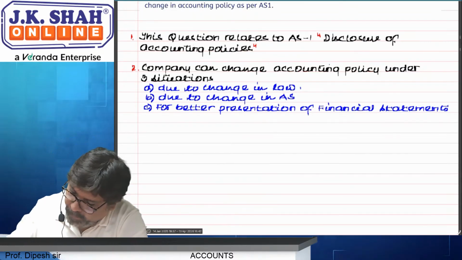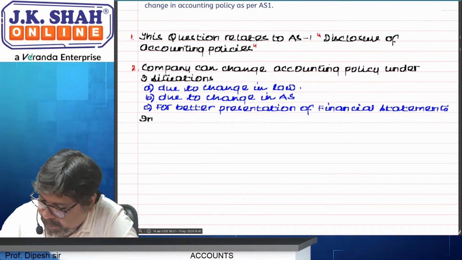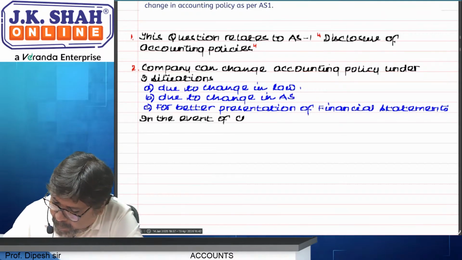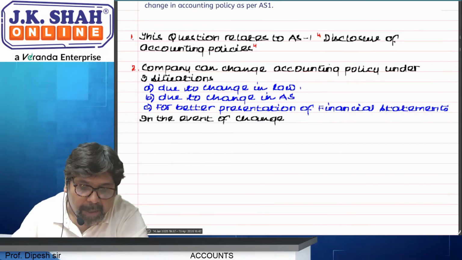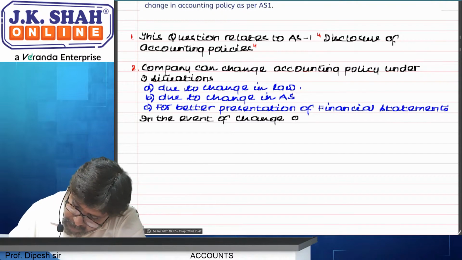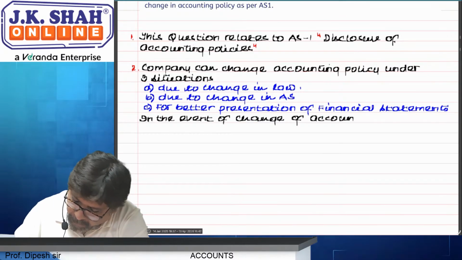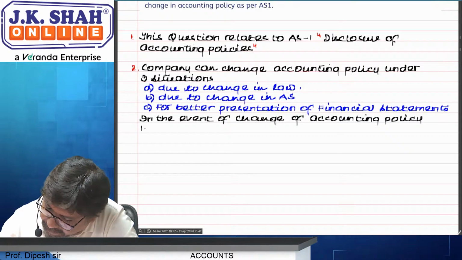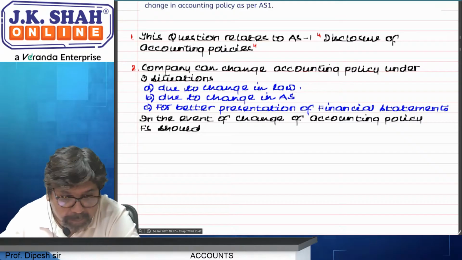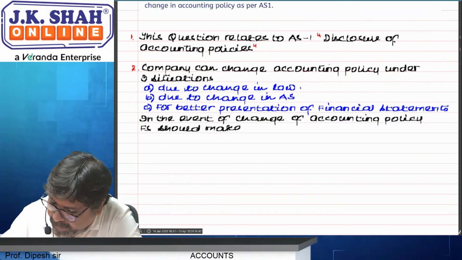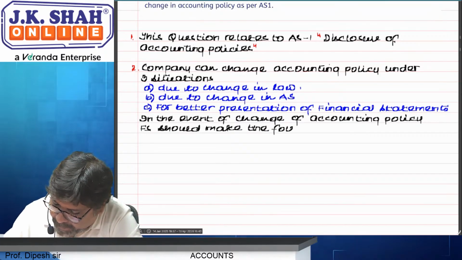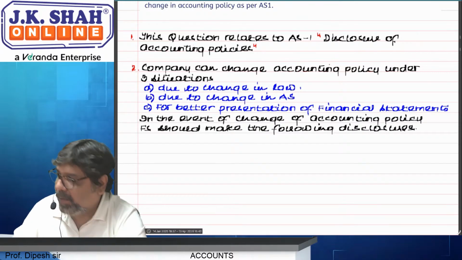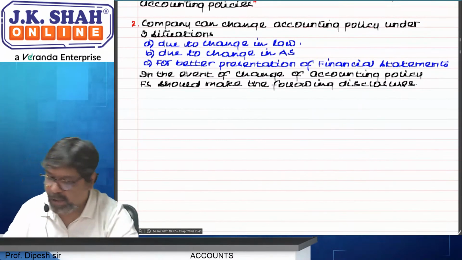Now, in the event of change of accounting policy, financial statements should make the following disclosures. What are the disclosures?